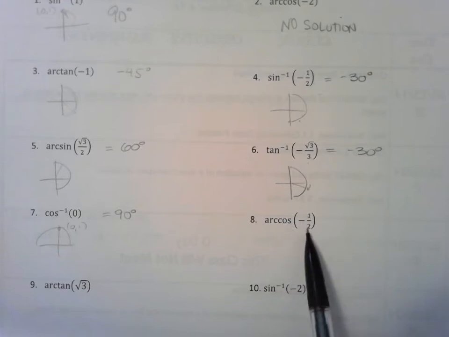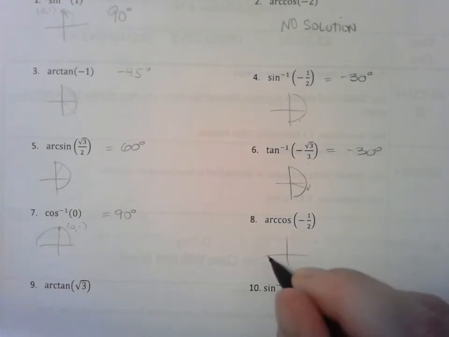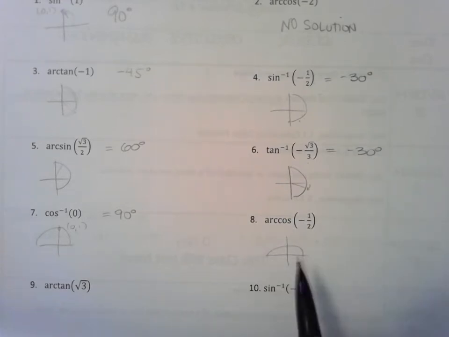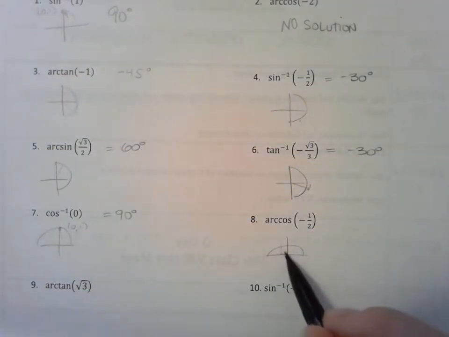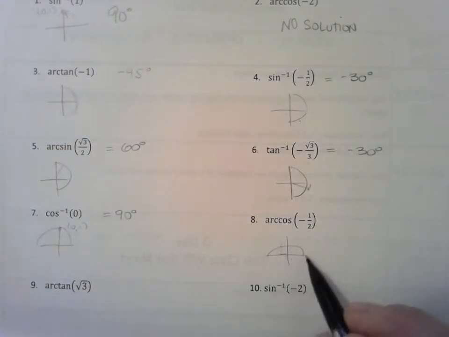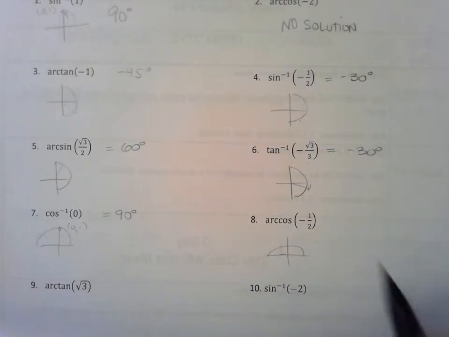Cosine inverse of negative 1/2. Again, cosine is defined between 0 and 180. The cosine value of negative 1/2 would represent 60 degrees as a reference angle. 60 in the second quadrant would make 120 degrees our answer.